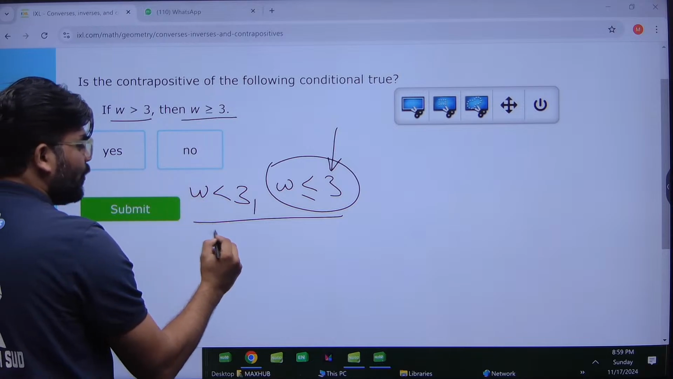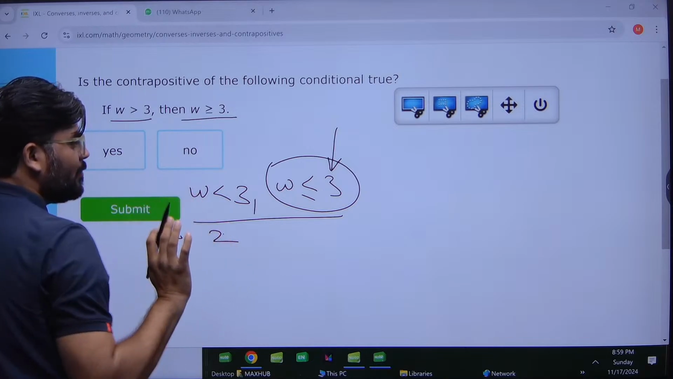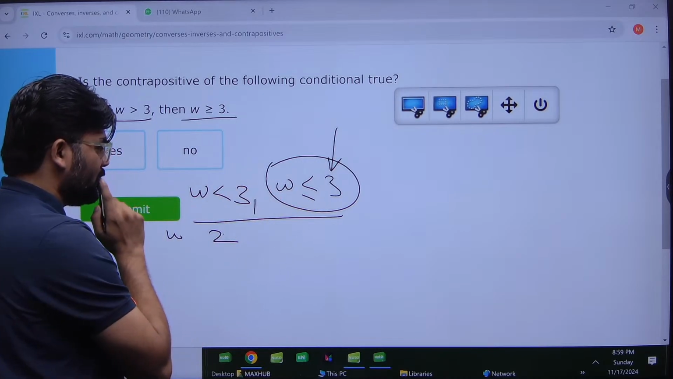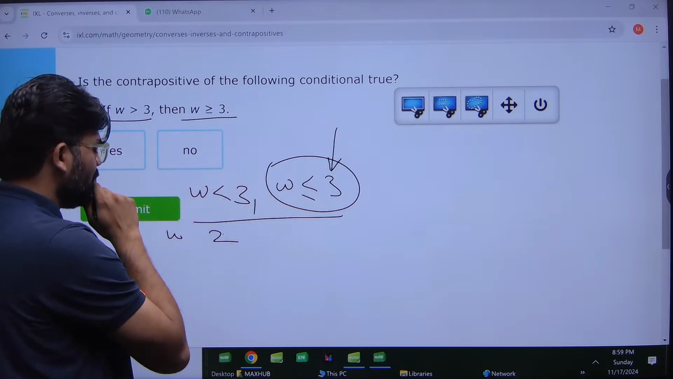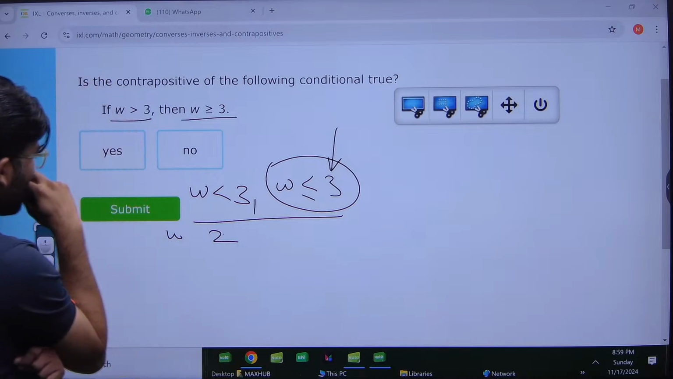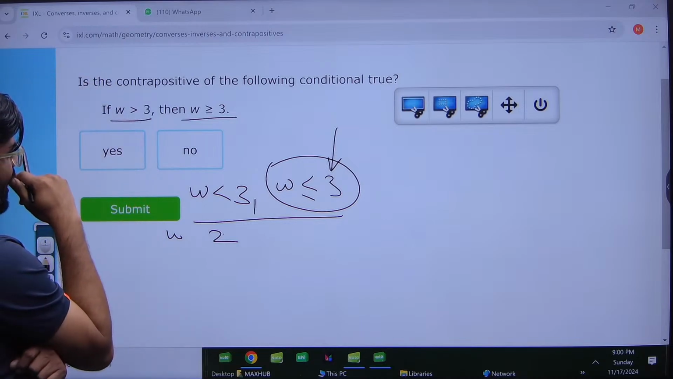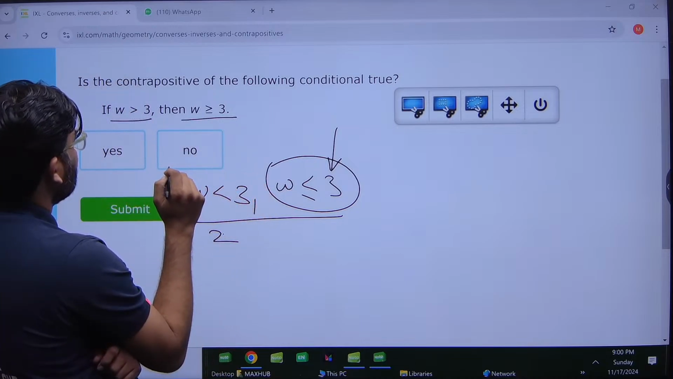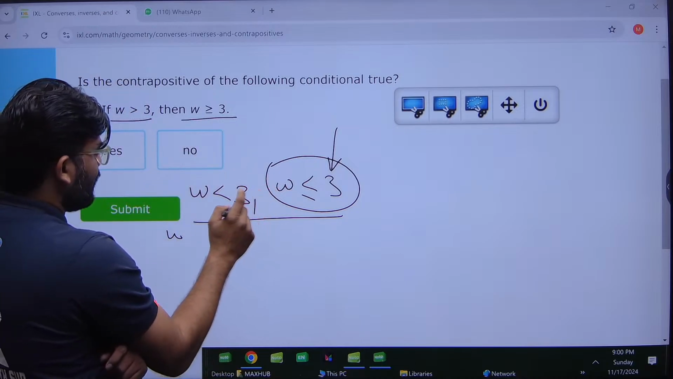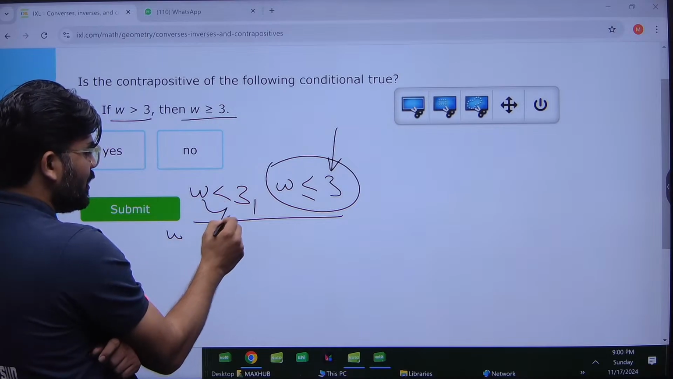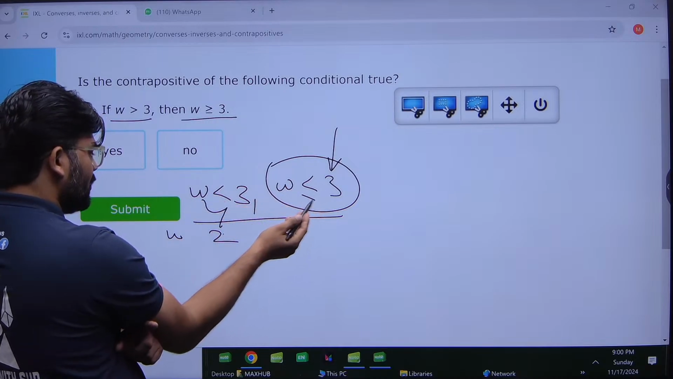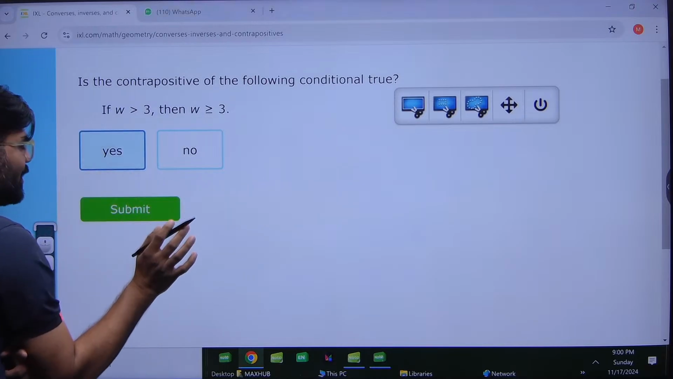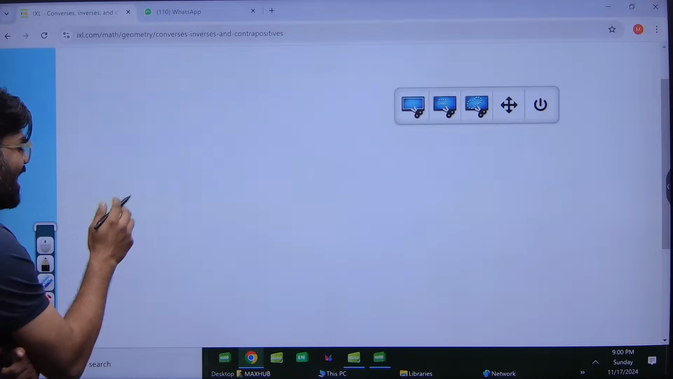See, if I take 2, let us say 2. 2 is less than W, right? But here it is saying that W is equal to 3. And W is less than or equal to 3. Okay. I am having one doubt here. If we are taking W is less than 3, is it less than 3? Yeah, the number which is less than 3 is less than or equal to 3. Yeah, this is true. I can't make any counter example. I'm sorry.